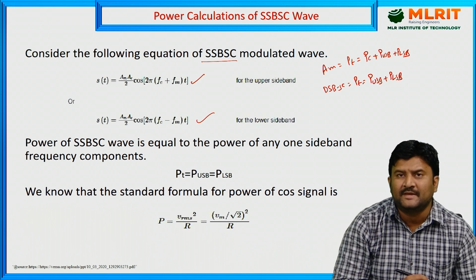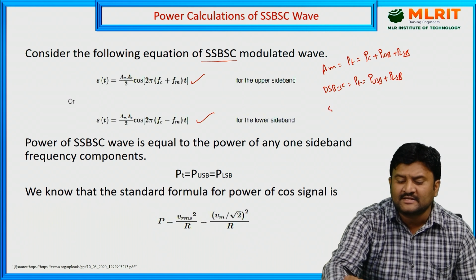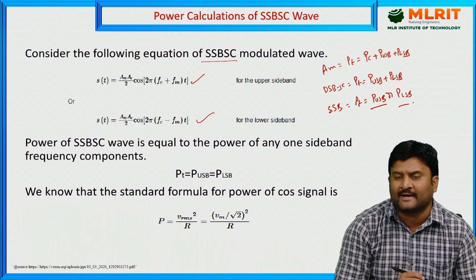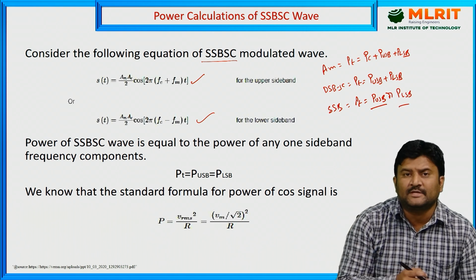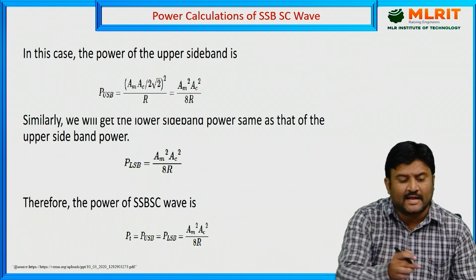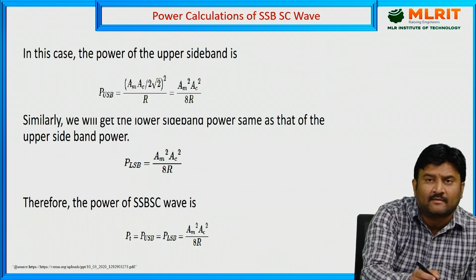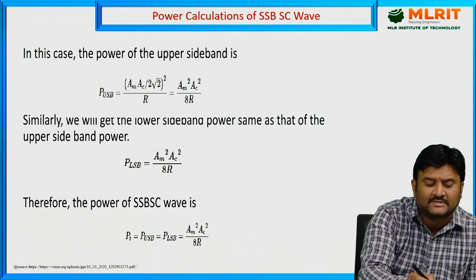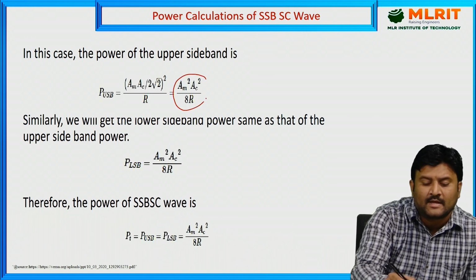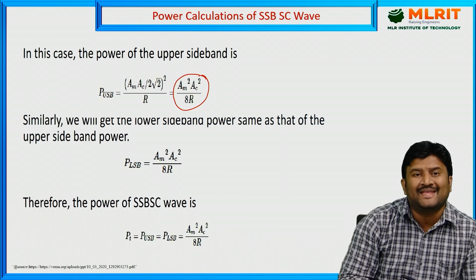PUSB plus PLSB. Then, in the case of SSB-SC, the total power is equal to PUSB or PLSB. Either, only one sideband power is required. Then, with respect to this formula, you are finding the power of the sideband. Observe that I am considering only one single sideband, (AM AC by 2 by root 2) whole square by R. This value should be AM square AC square by 8R.